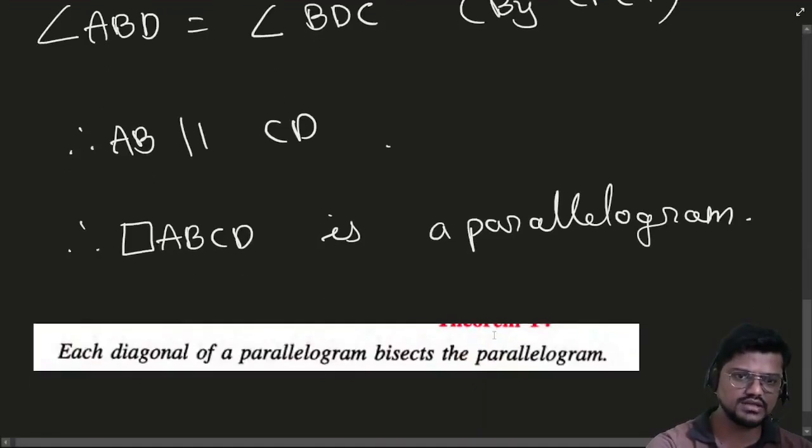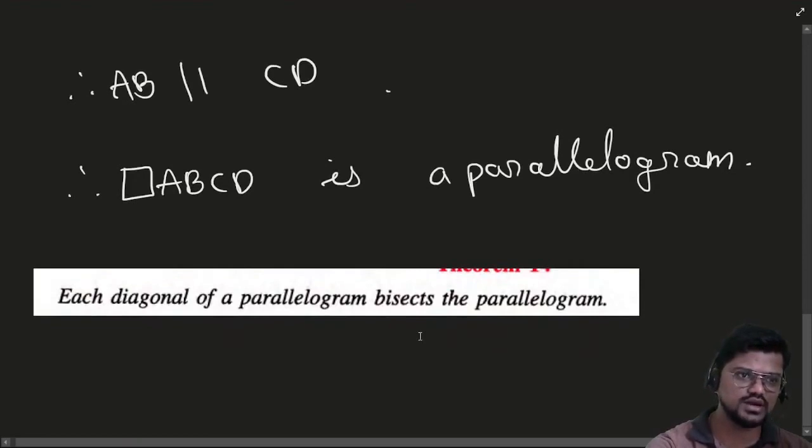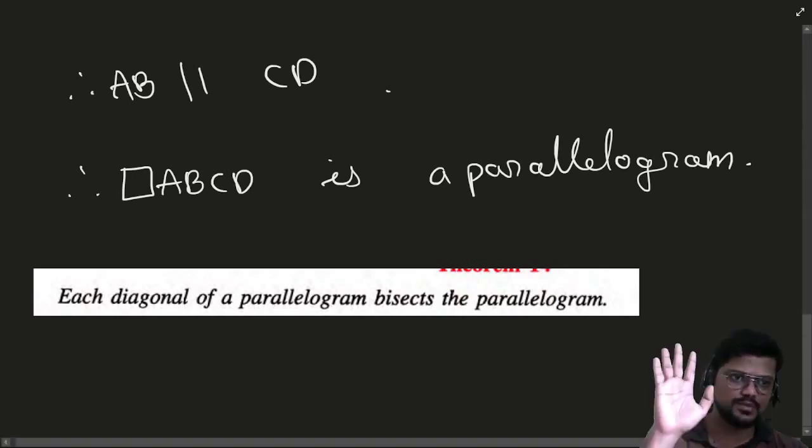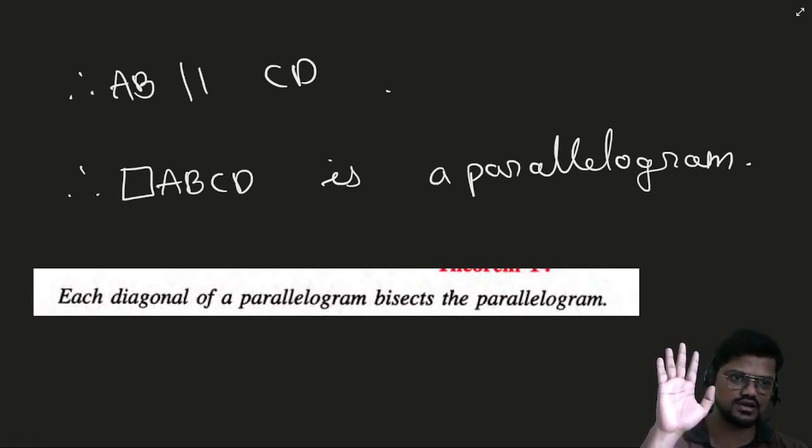Understood? You want me to write the theorem for this, or you have understood how to write it? You only need to prove that the two triangles are congruent. Since the two triangles are congruent, the areas of the two triangles will be equal. Therefore, we can say that the parallelogram is bisected by the diagonal. Clear? Please raise your hands. How many of you are saying clear?